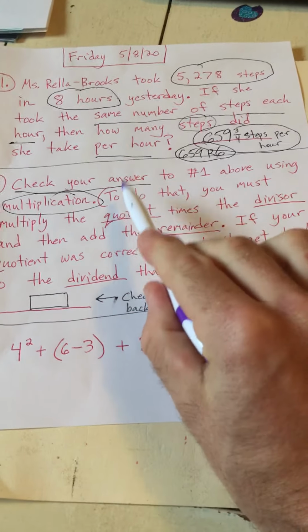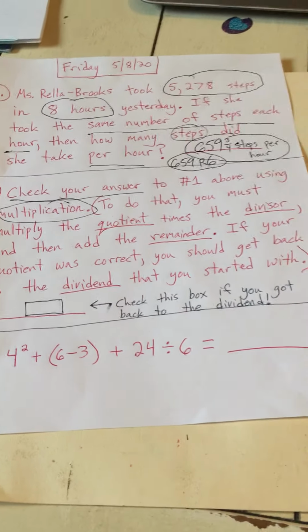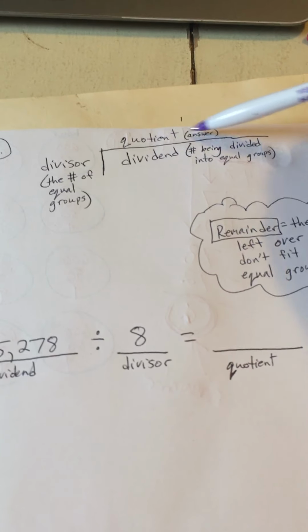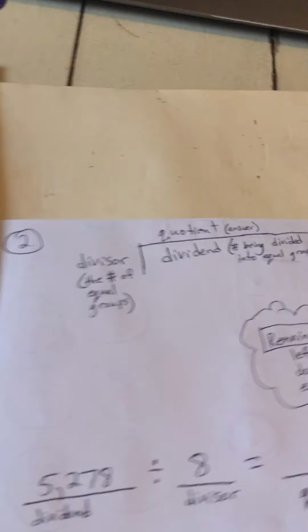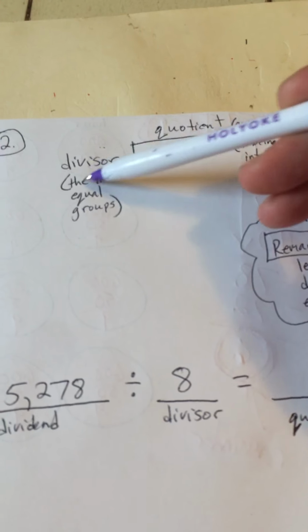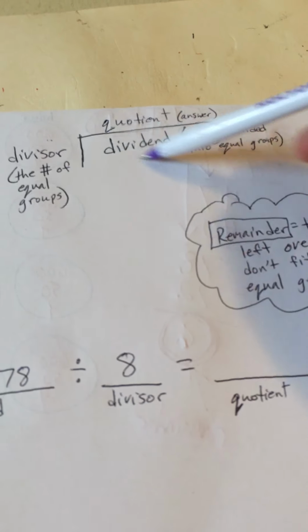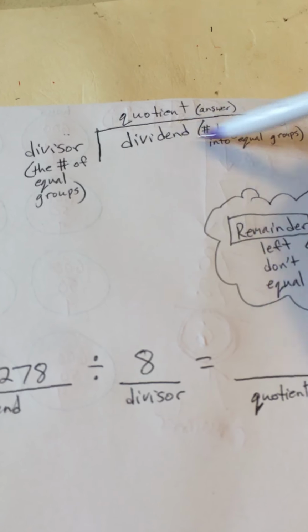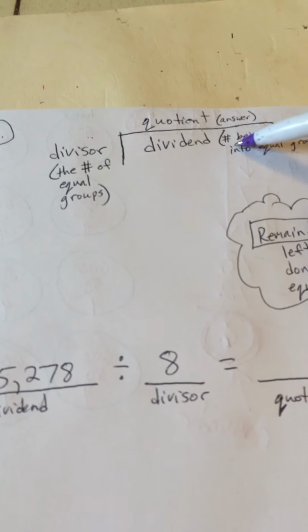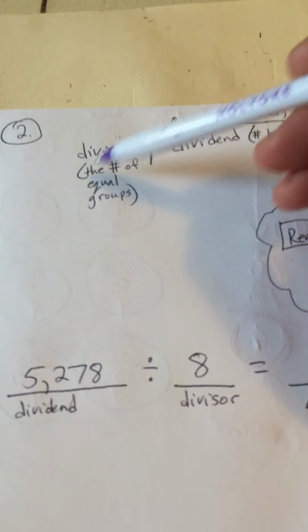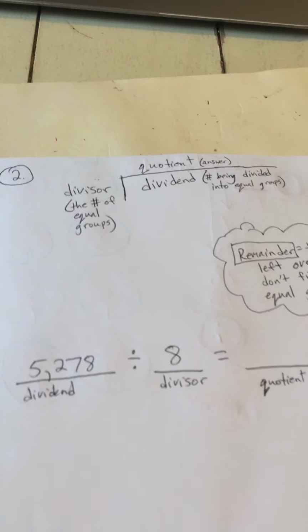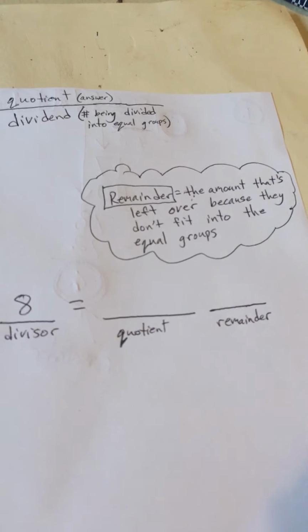So we're just going to check our answer using multiplication. And it even tells you how to do that. To do that, you must multiply the quotient. The quotient is our answer, the one at the top when we did the division. The divisor, or the number of equal groups, is the number we're dividing by. And the dividend is the number that's being divided into those equal groups. So the dividend was the number of steps she took altogether. The divisor was the 8 hours, and our quotient was the number of steps she took every hour. And the remainder is the amount left over because they don't fit into equal groups.